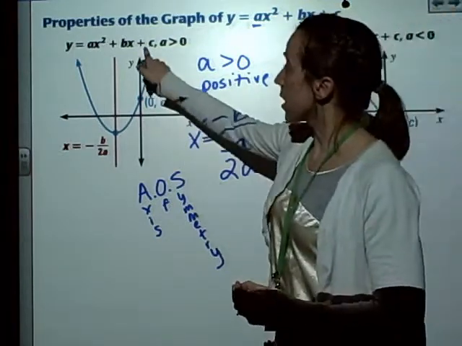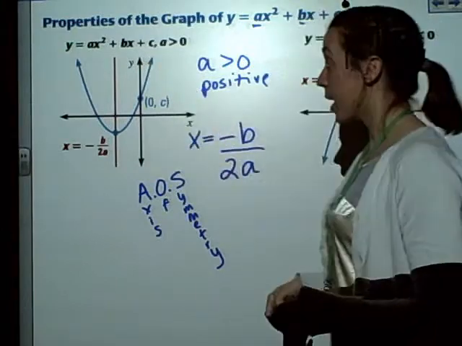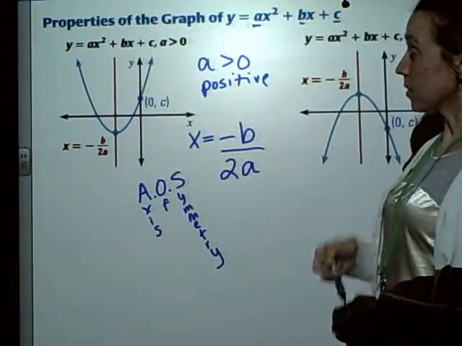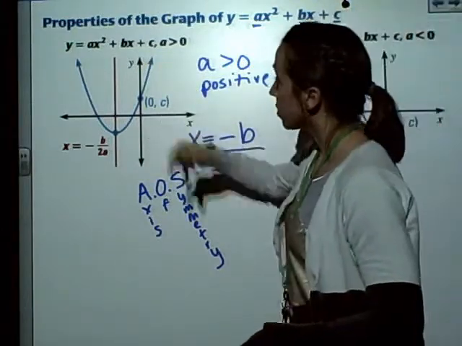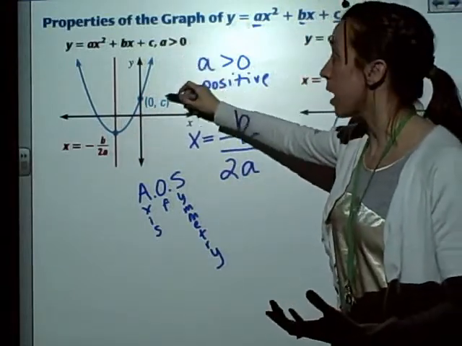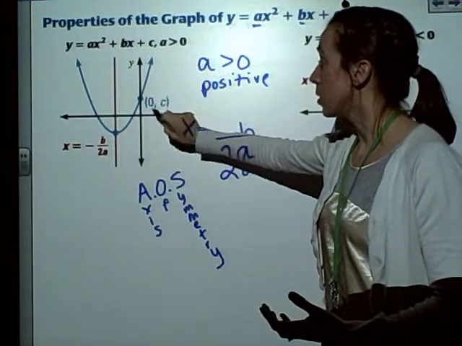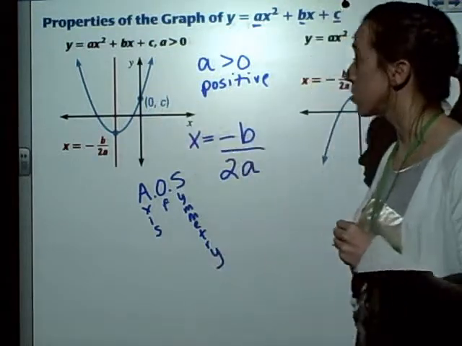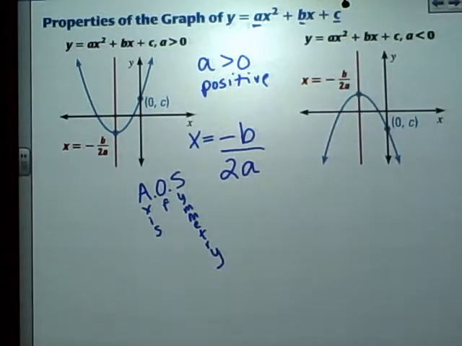Finally, your c value, your constant at the end, also has a purpose. That c value serves as your y-intercept. So anytime you want an extra point on your graph, you can take 0 for your x value, and then your c value will be your y-coordinate.